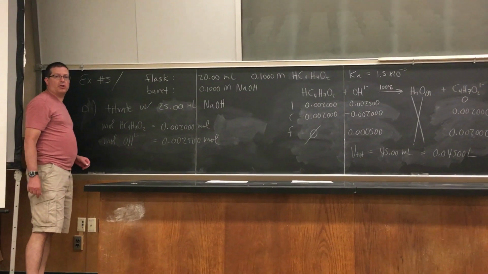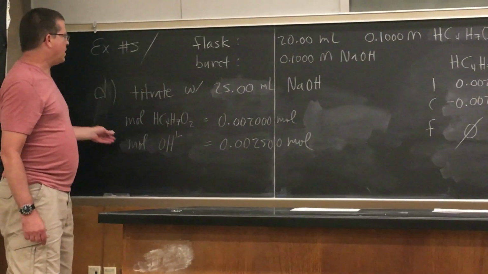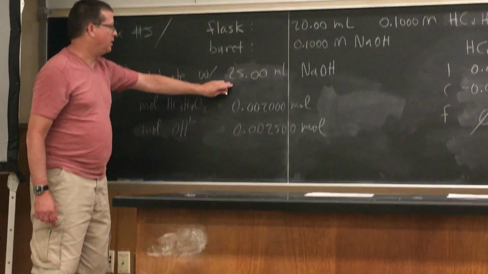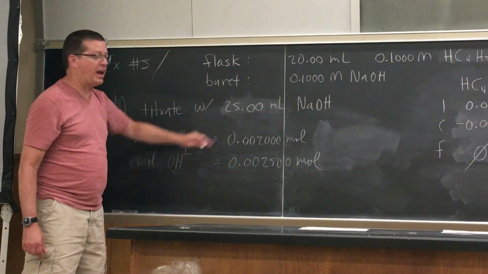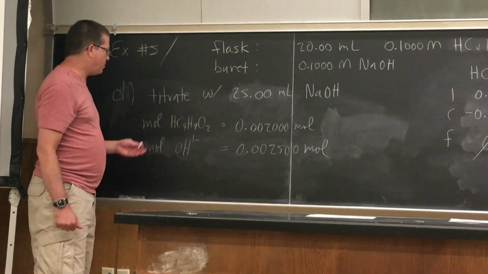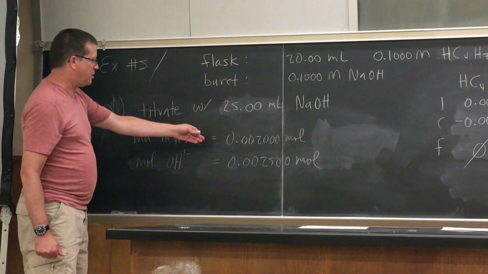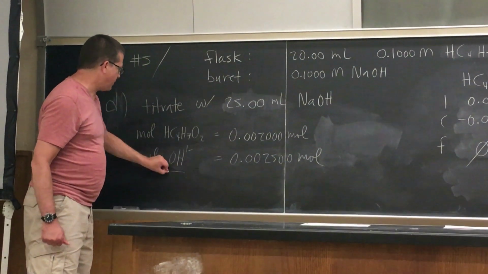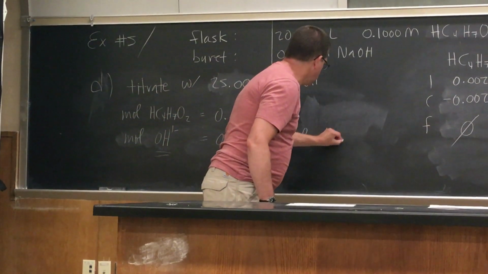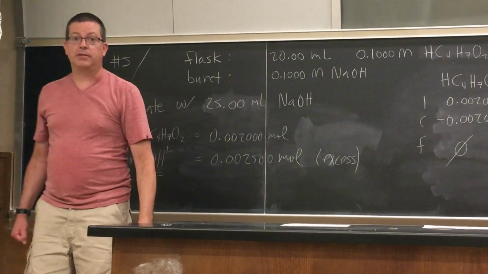All right, folks, let's take a look finally at part D of this problem. And in part D, what I'm doing is I'm titrating the original acid with 25 milliliters of the 0.1 molar NaOH. So again, we're going to calculate the number of moles of both acid and base. And what I now see in this situation when I do this is that the hydroxide ion now goes into excess. So we're beyond the equivalence point in the titration.